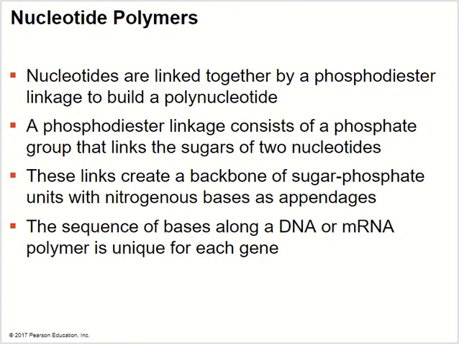Nucleotides are linked together by a phosphodiester linkage to build a polynucleotide. A phosphodiester linkage consists of a phosphate group that links the sugars in two nucleotides. The links create a backbone of sugar-phosphate units with nitrogenous bases as appendages. The linkage of bases along a DNA or mRNA polymer is unique to each chain, each gene.